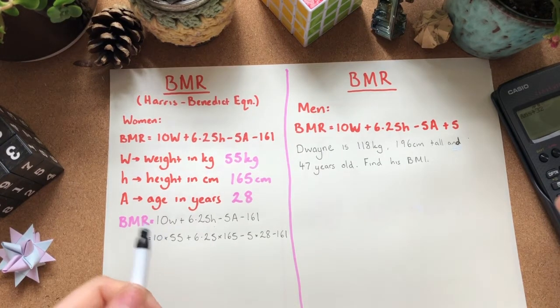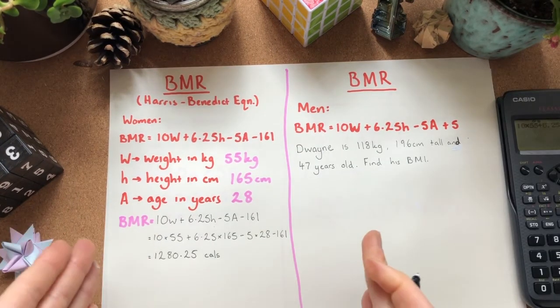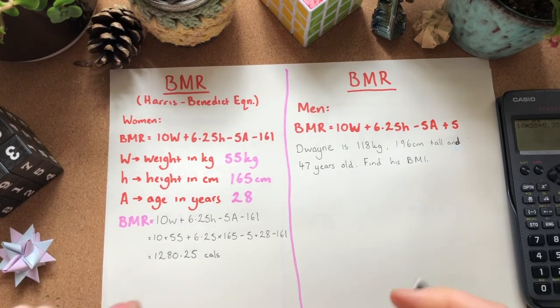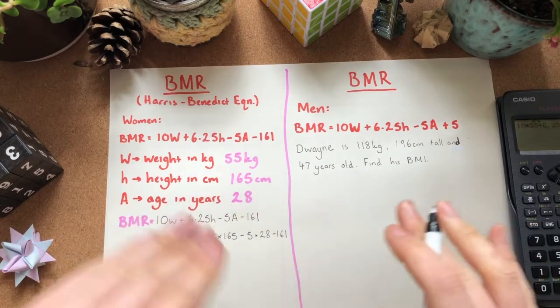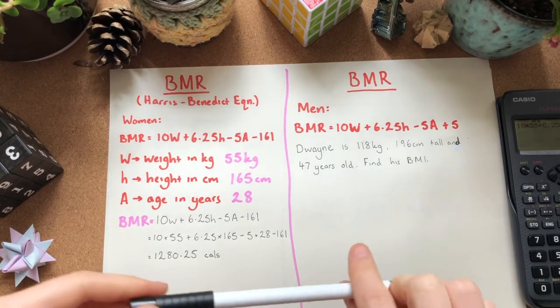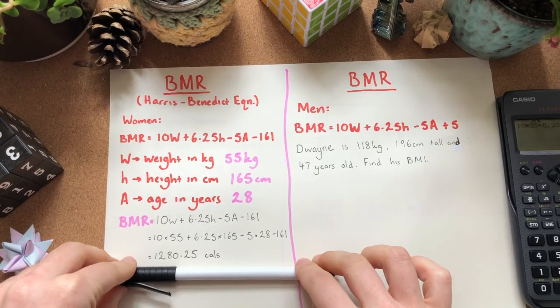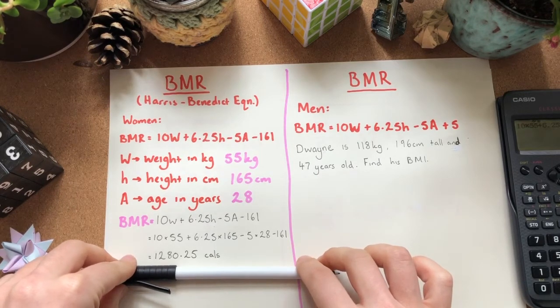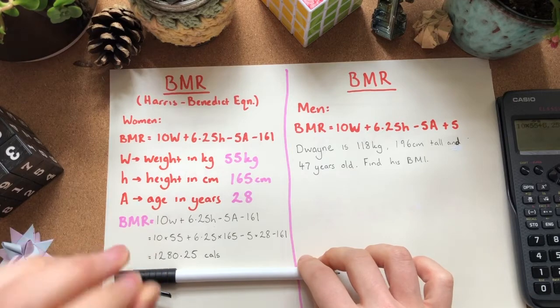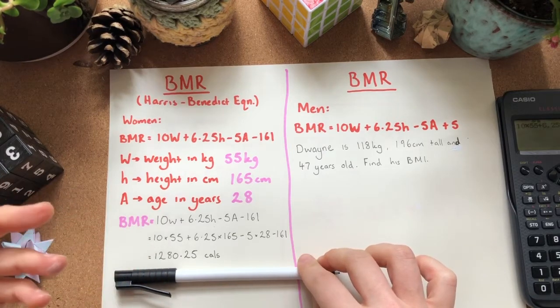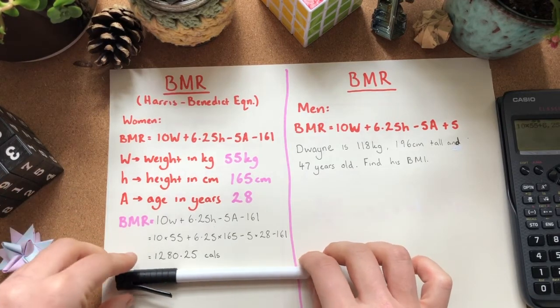Let's just slam that into a calculator, and that gives me 1280.25 calories. So if I were to do absolutely nothing, not walk anywhere, not do anything, and I wanted to stay exactly the same weight as I am right now, I would have to eat 1280.25 calories just to stay alive. Obviously, if you do some exercise, you need more calories on top of that as well.